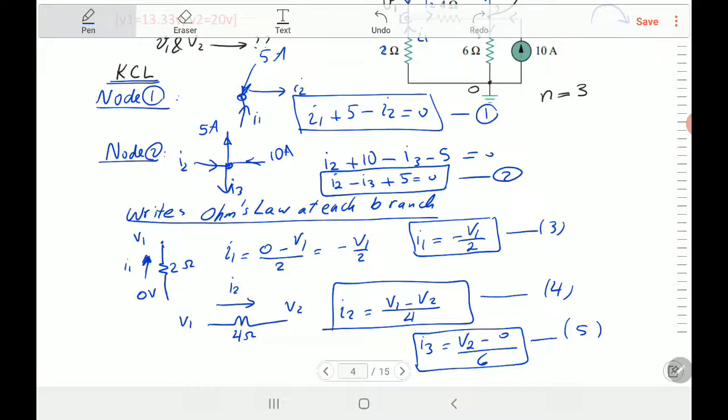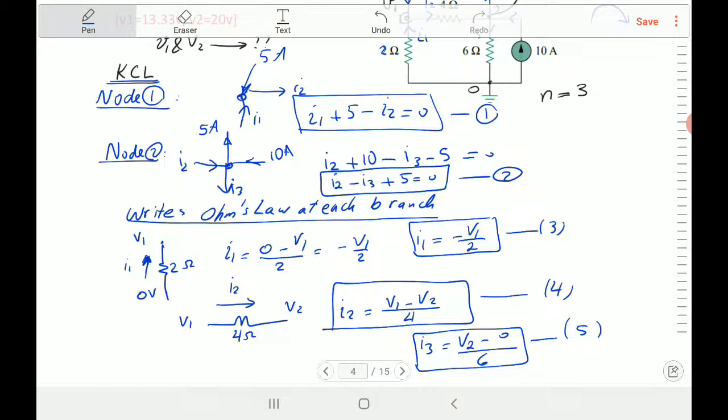Because you have to substitute these 3 equations into the 2 equations. Some people make the mistake of substituting these 2 equations into the 3. No, we substitute the equations we got from Ohm's law into the Kirchhoff current law. The Kirchhoff current law equations are the main equations for that.